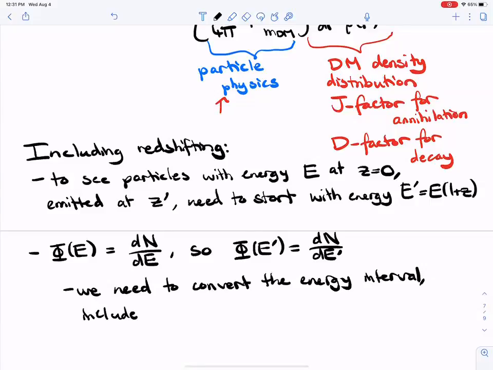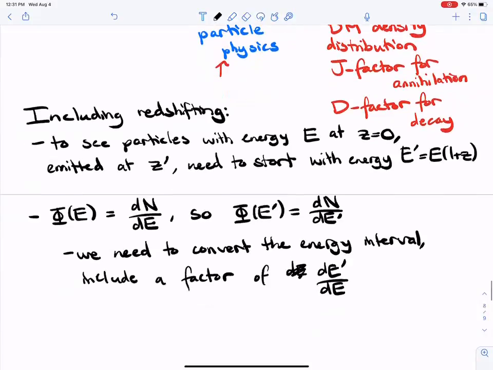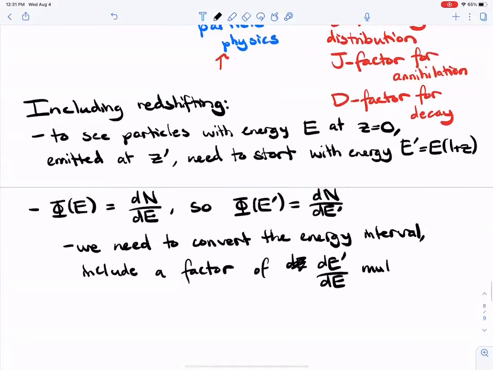So to convert a quantity differential in E to a quantity differential in E prime, we're going to need to include a factor of dE prime by dE, multiplying phi of E prime. And since E prime is just 1 plus z times E, this factor is going to be just a factor of 1 plus z.